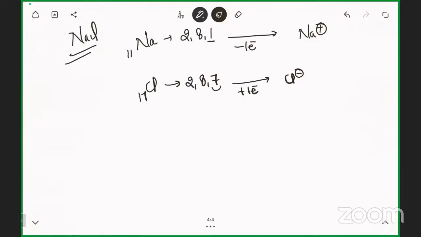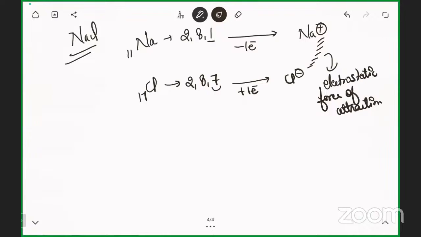So now we have learned one thing, that positive charge always attracts negative charge. What is this attraction known as? Does anyone know? This attraction is known as electrostatic force of attraction. Just note it down somewhere so that you can remember that whenever there is an attraction between the positive ion and the negative ion, that is known as electrostatic force of attraction in the ionic bond.